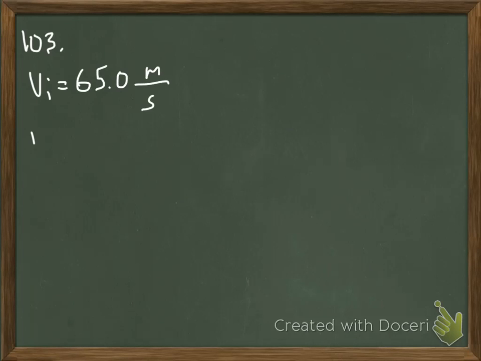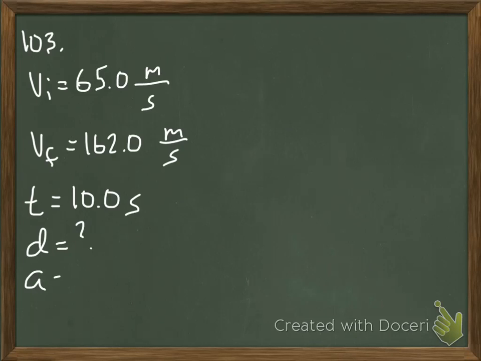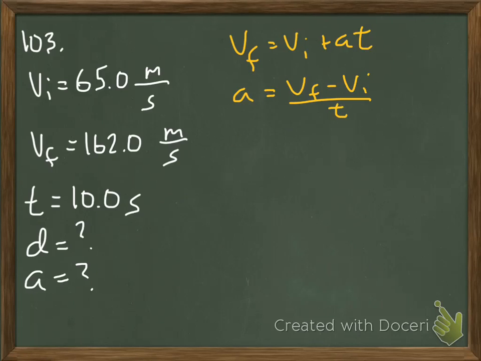Let's take a look at number 103. We're given the velocity initial and the velocity final and the time, and we want to know how far it moves. Well, in order to find out how far it moves, we've got to find the acceleration.